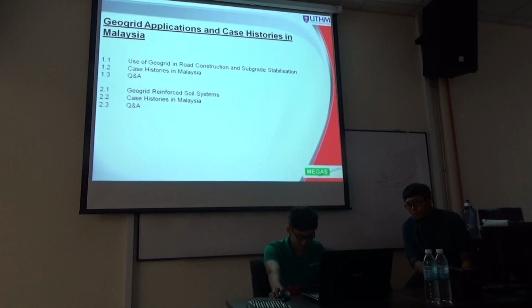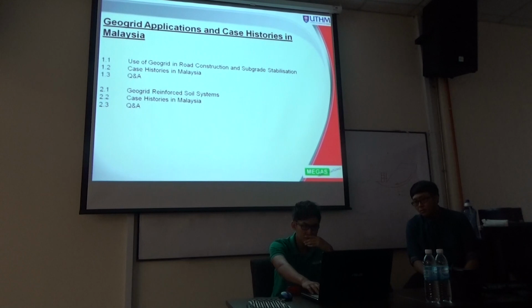In today's sharing, I will talk about two parts. One is the use of geogrid in road construction and subgrade stabilization, using the triangular type of geogrid. The other is the geogrid reinforced soil system, basically vertical structures like reinforced slopes and retaining walls, using what we call uniaxial geogrid, the strip one. Then I will share some case history in Malaysia using this geogrid. Next.